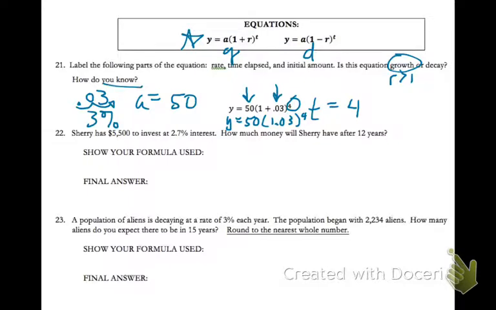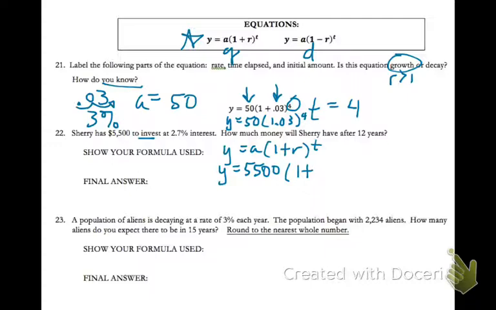Now on 22, let's work an exponential equation. Sherry has $5,500 to invest at 2.7% interest. How much money will Sherry have after these 12 years? So if it's an investment problem, it's going to be growth. So here's the formula that we're going to use. y equals the ending amount, and that's what we're trying to find. A is the beginning amount, which is $5,500. In the formula, 1 just ensures that that original investment amount is included along with the percent of increase.